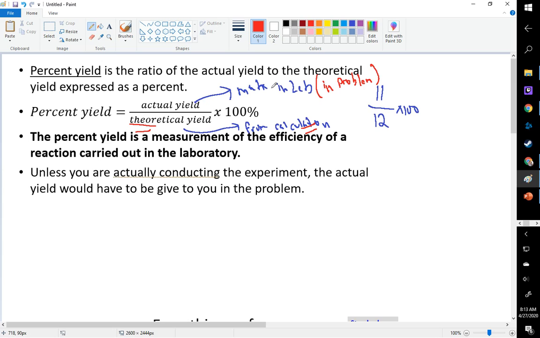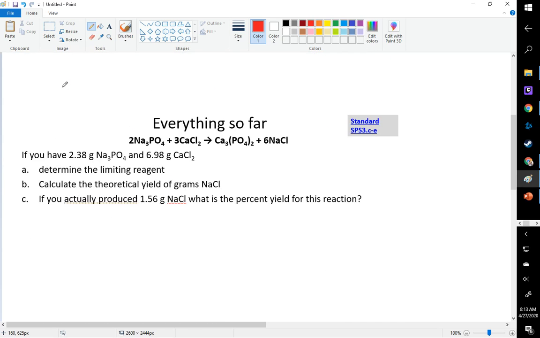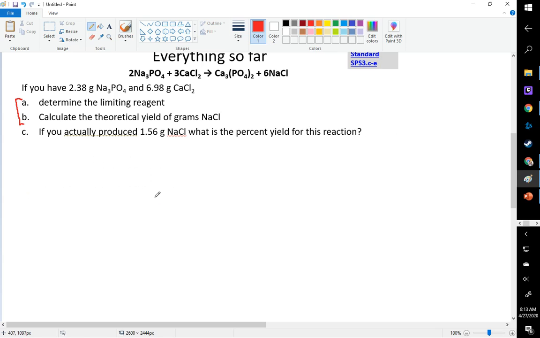So we're going to combine percent yield with limiting reactant to give us a chance to kind of see that again. So this is everything so far. I've got this particular reaction here, and it's wanting me to do three different things. It's wanting me to determine the limiting reactant, calculate the theoretical yield, and find the percent yield. So I'm actually going to set it up so that I'm going to do A and B at the same time because I'm going to be using our two calculation method.